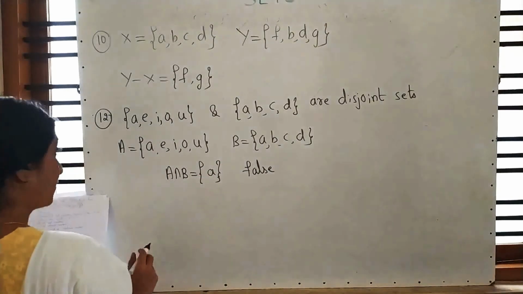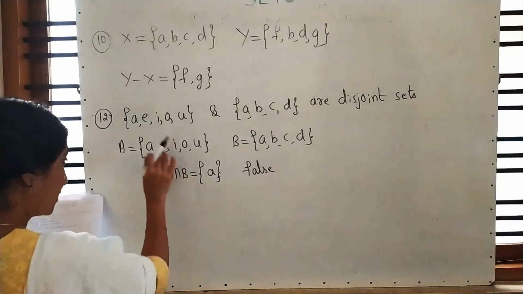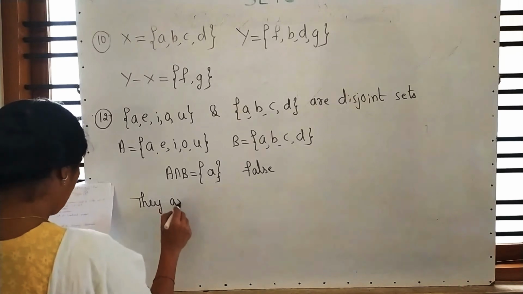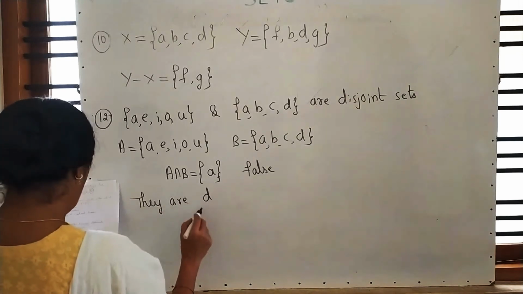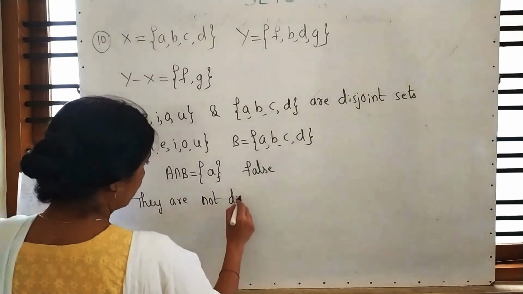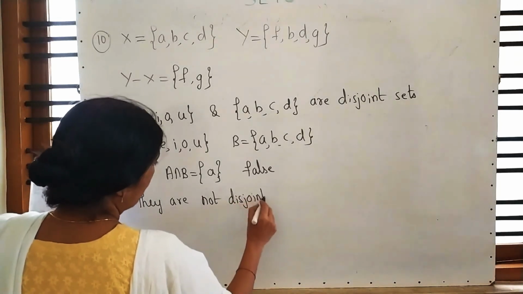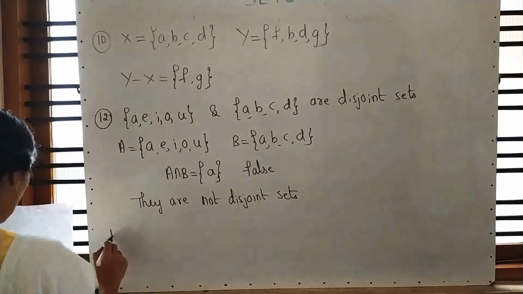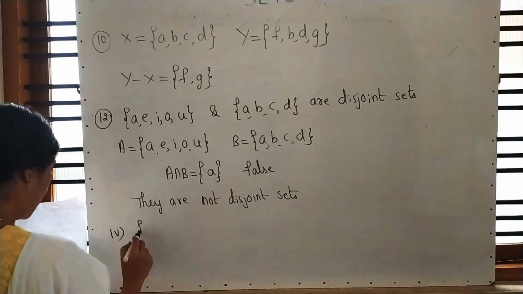What is the given statement? The statement will be they are not disjoint sets. In 12th one only, the 4th question again, that is also homework.